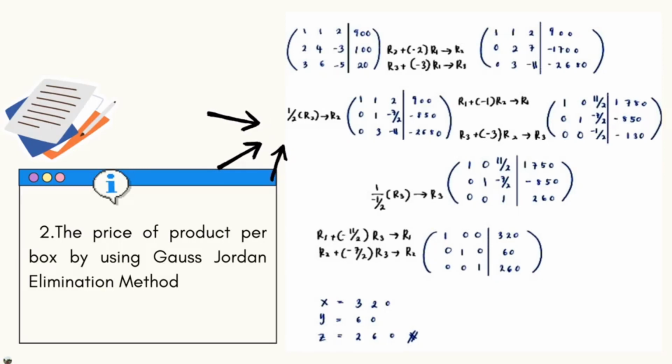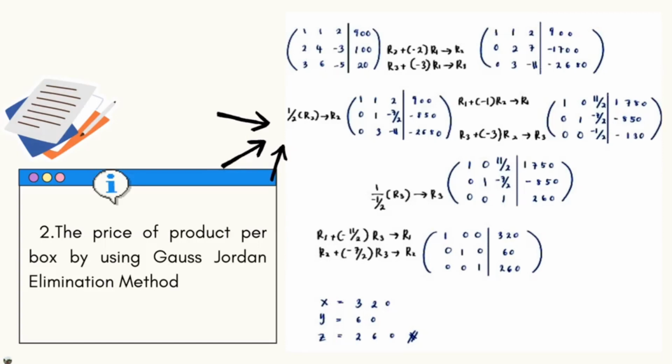Second, we need to compute the first non-zero constant in the second row using the Gauss-Jordan elimination method to form 1 as the leading entry of the second row. The calculation will be 1/2 times R2 becomes R2. Next, R1 plus -1 times R2 becomes R1, and R3 plus -3 times R2 becomes R3.